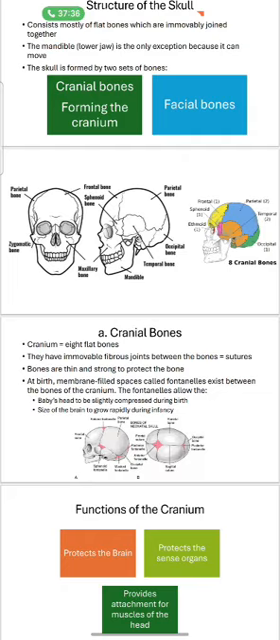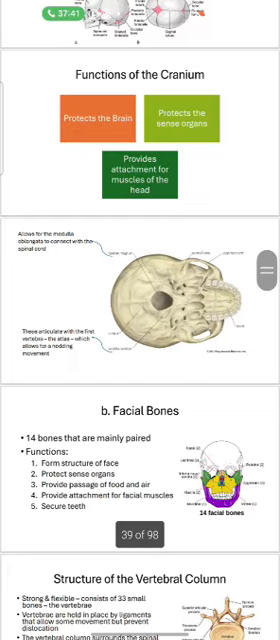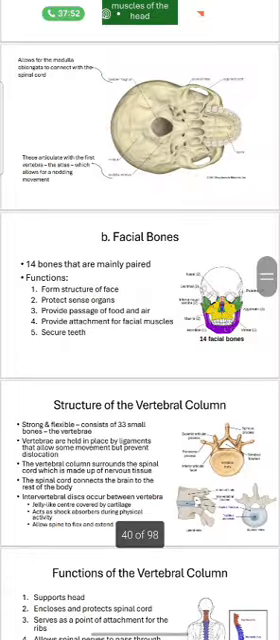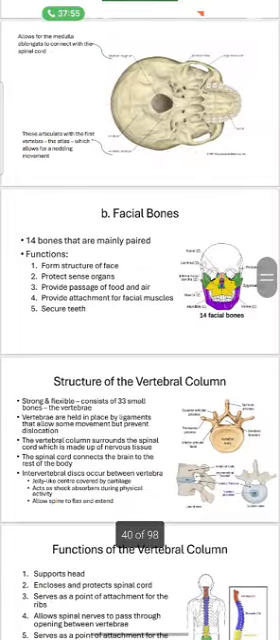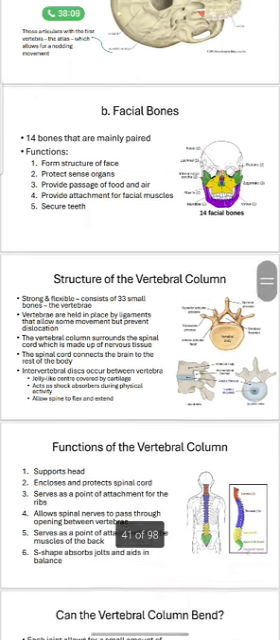Functions of the cranium: it protects the brain, protects the sense organs, and provides attachments for muscles of the head. That's the underneath of the skull in the picture. And then facial bones. There are 14 bones that are mainly paired. Their functions are to form the structure of the face, protect the sense organs, provide passage for food and air, provide attachment for facial muscles, and secure teeth.